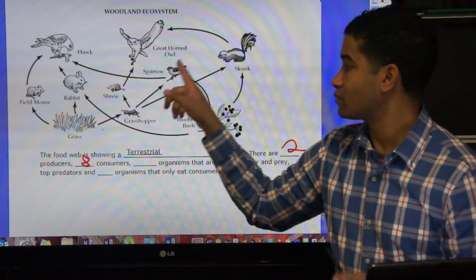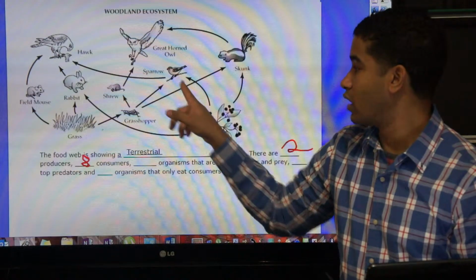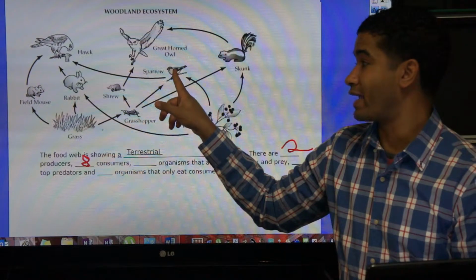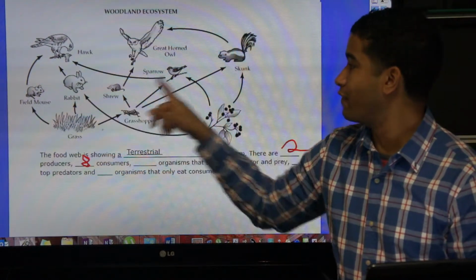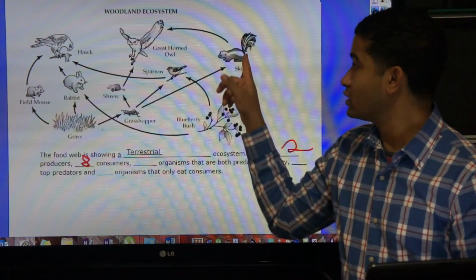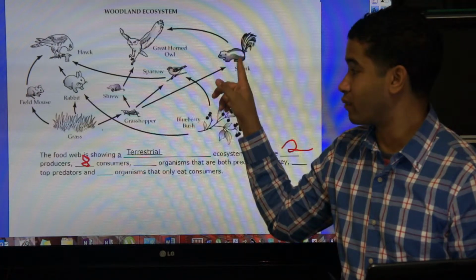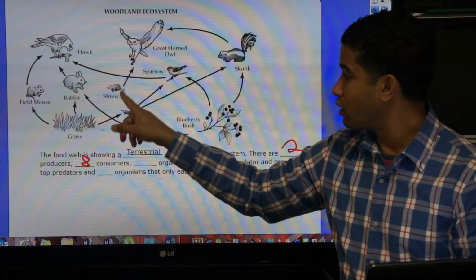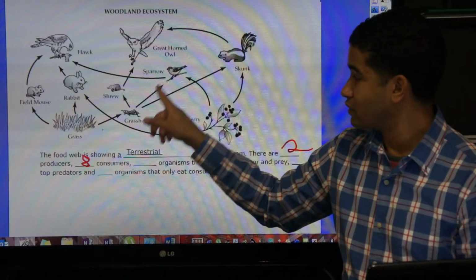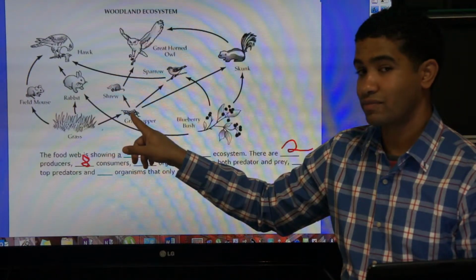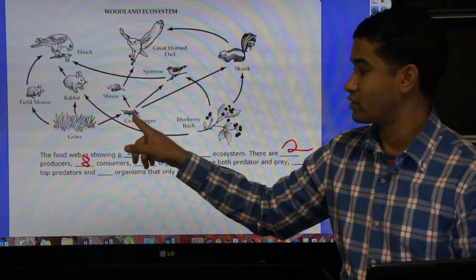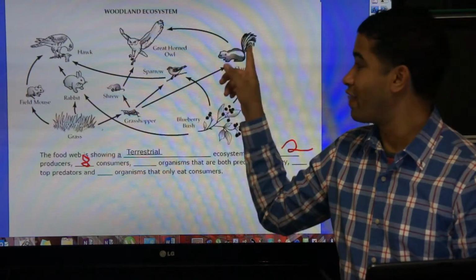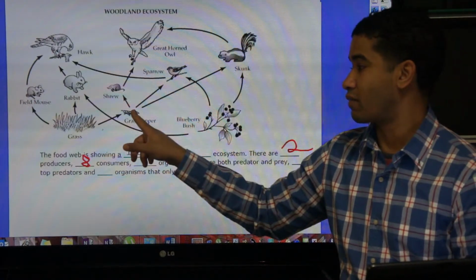So that's 1. The sparrow. The sparrow only eats berries, so he's only a prey. He is not a predator. And then the skunk only eats berries, so he's also not a predator. He's only a prey. So, oh wait, look this way. The sparrow eats the grasshopper. And then the skunk also eats the grasshopper. So the sparrow is a predator to the grasshopper, and the skunk is a predator to the grasshopper.